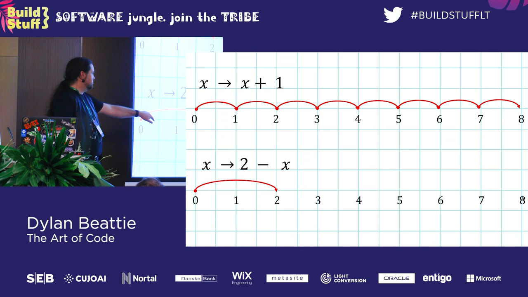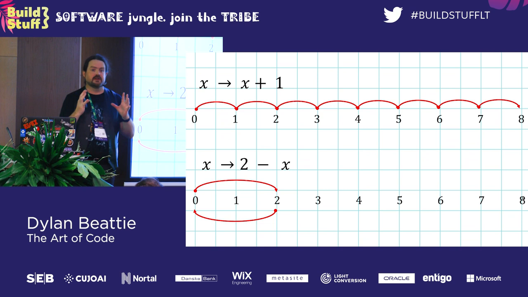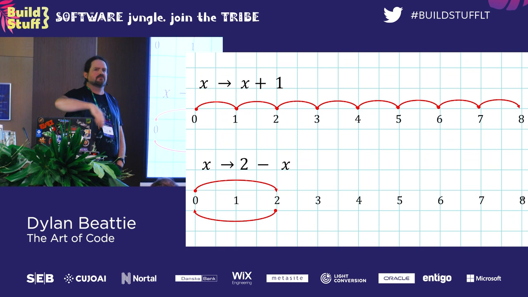2 minus 0 is 2. So within 2 or 3 generations, we're confident we just have this stable, looping, repeating cycle. We understand the behavior of the system, and we can predict what it's going to do 200 generations from now.